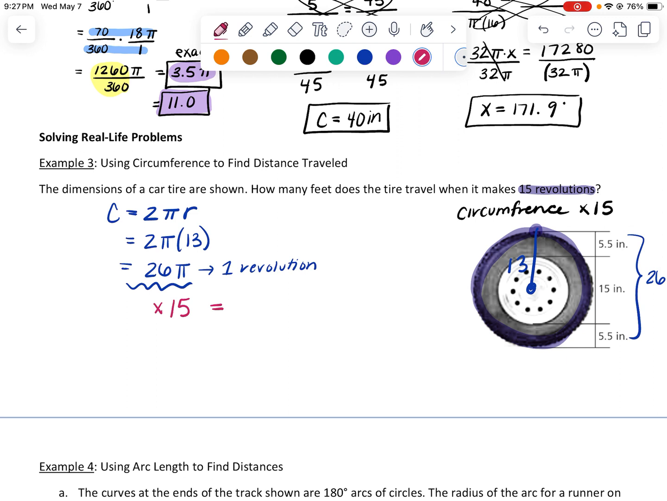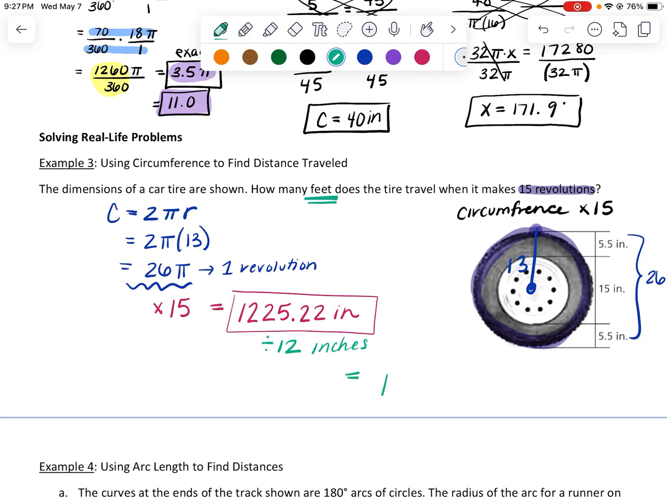And so I'm just going to plug this in my calculator, and I get 1,225.22 inches. Okay, again, paying attention to our unit. But it doesn't want our answer in inches, it wants it in feet. So I have to convert this to feet. So I'm going to divide by 12 inches to get us feet. And I get that I travel 102.1 feet.